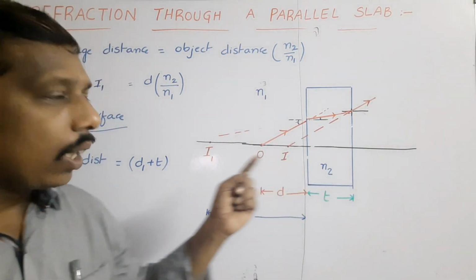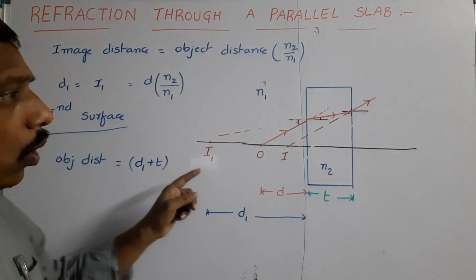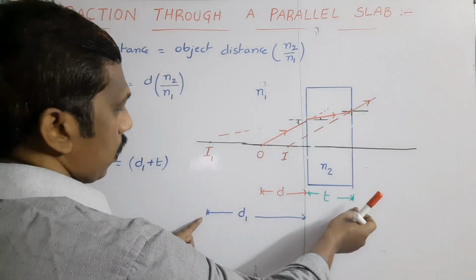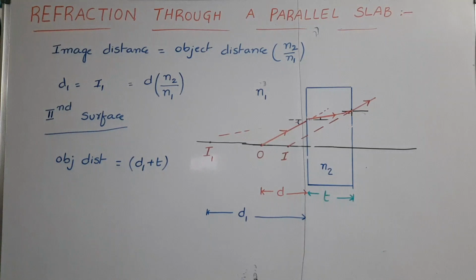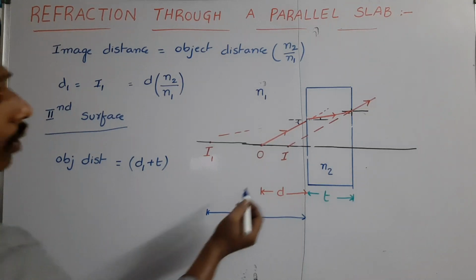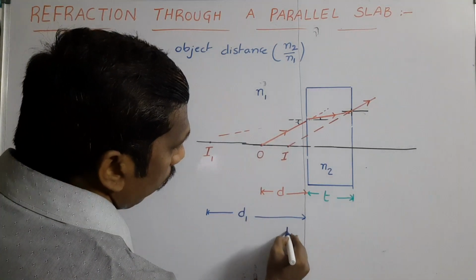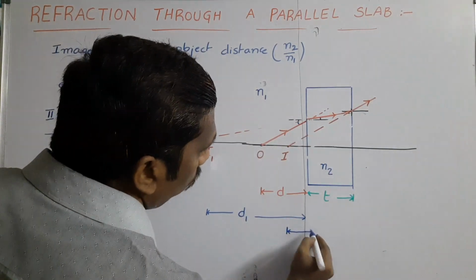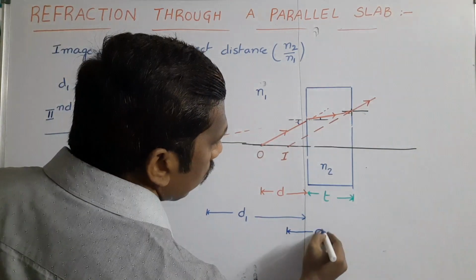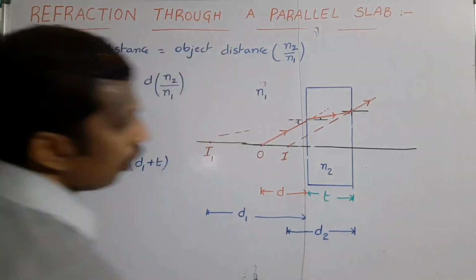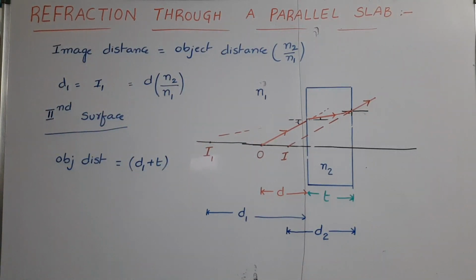For this surface, this I1 acts as the object. So here this distance is the object distance. So D1 plus T is the object distance. And what about the image distance? The final image is formed here. So the final image distance from the second surface is taken as D2. So write it as D2.